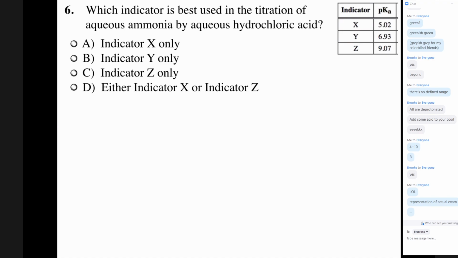Okay, so for this one, is this estimating color to pH, or is this figuring out the endpoint in the titration curve? What's going on in this one?